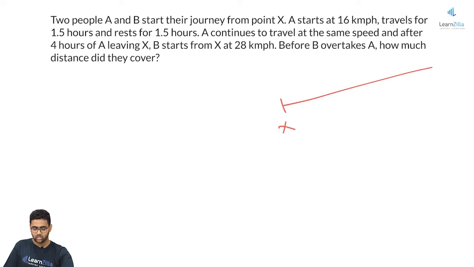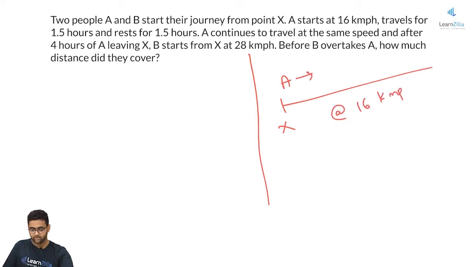So to avoid all the confusion, let us only talk about A. A leaves this point at 16 km/h. He travels for 1.5 hours. We have distance equal to speed into time. So in 1.5 hours, how much distance will A cover? 16 into 1.5. Correct? Now, he rests for 1.5 hours. So during this 1.5 hours, he does not travel any distance. So that is 0.